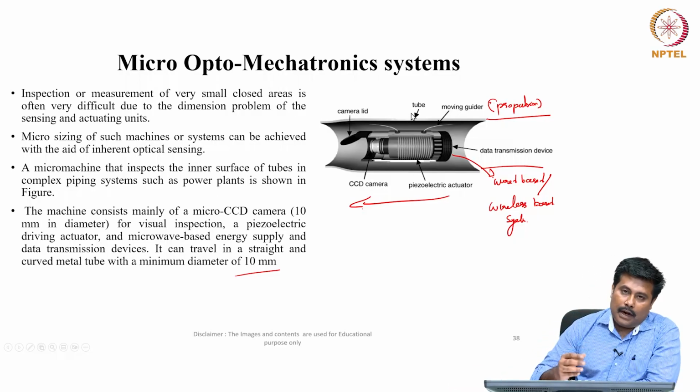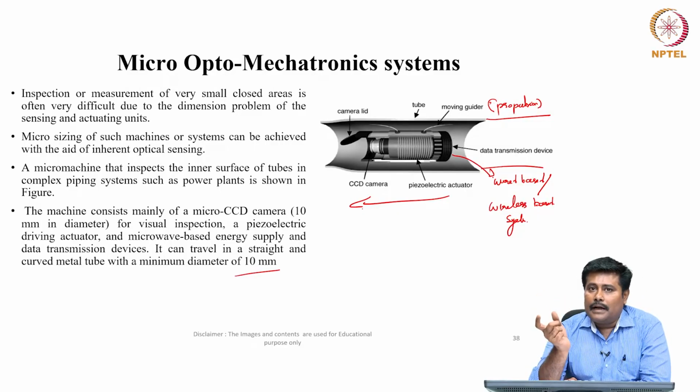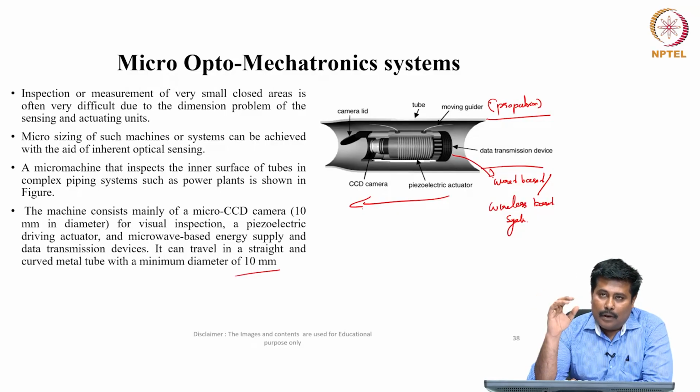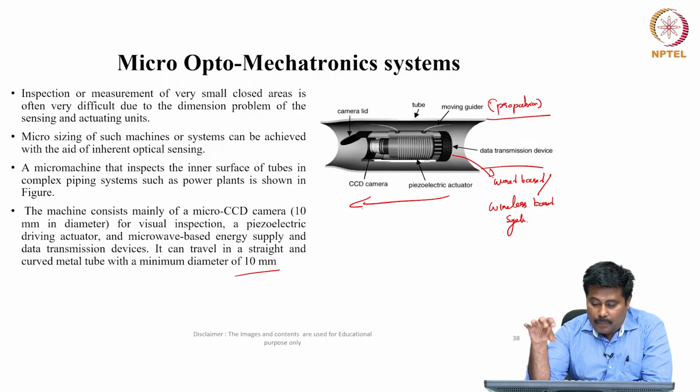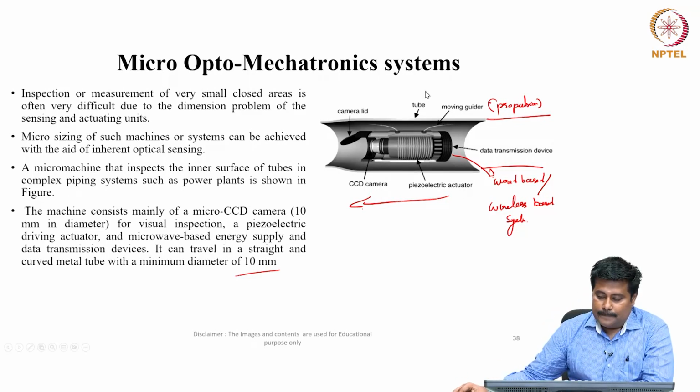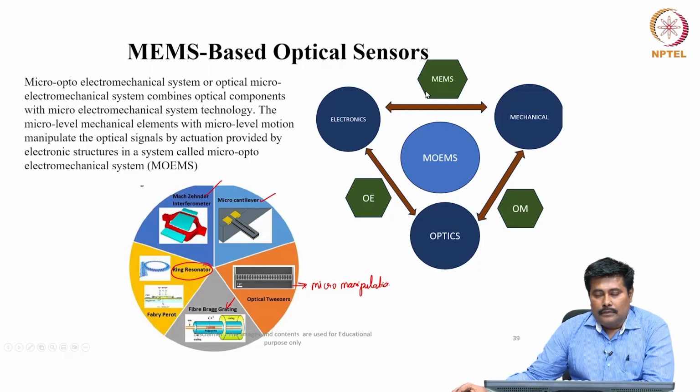And then we also had a discussion about a simple system where a piezoelectric actuator integrated with a CCD camera and a tube, and a locomotion propulsion system, is deployed for surveillance or for capturing the image at localized locations. So there are wide varieties.